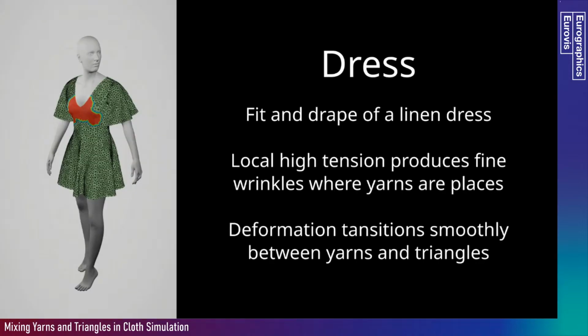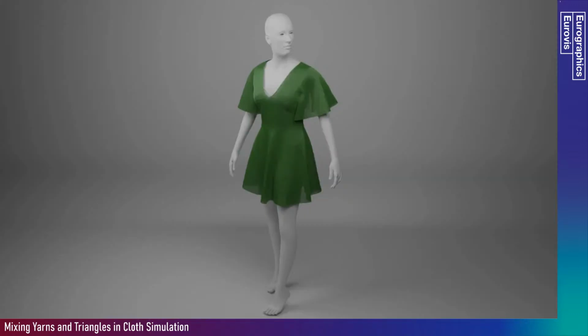Here, we show a dress simulated using triangles. The dress suffers high tension in the chest area, so we resort to our mixed representation, with the chest as the region of interest. We simulate the relaxation process combining yarns and triangles, and wrinkles appear in places with high tension.